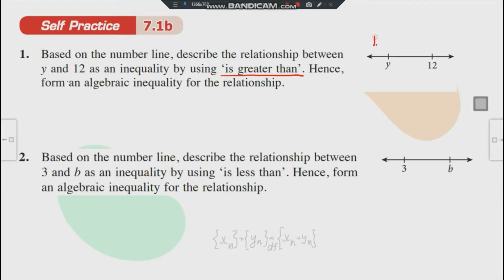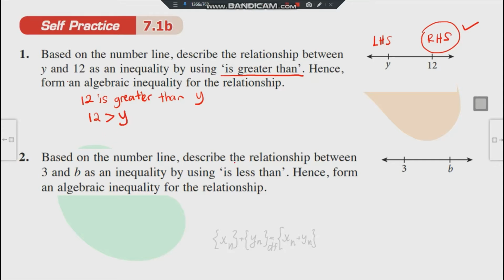We know that it always applies the same concept. Everything on your left hand side must always be smaller or less than your right hand side. But here we want to focus on greater than. So between y and 12, which one is bigger? Which one is greater? Your right hand side is greater. So how can we write our relationship? 12 is greater than y. So our inequality is 12 greater than y.